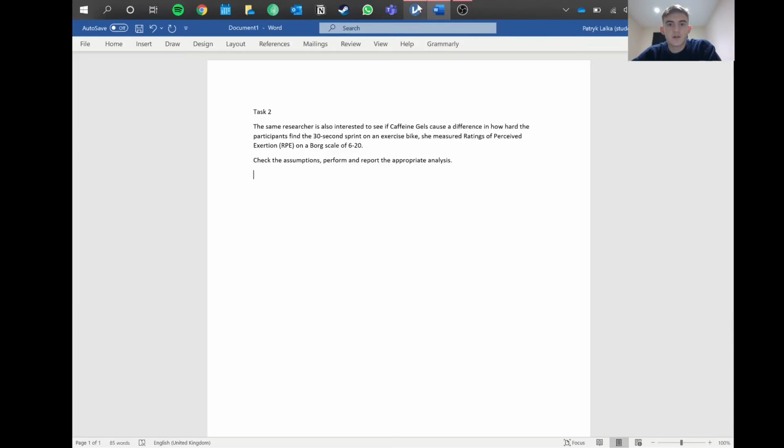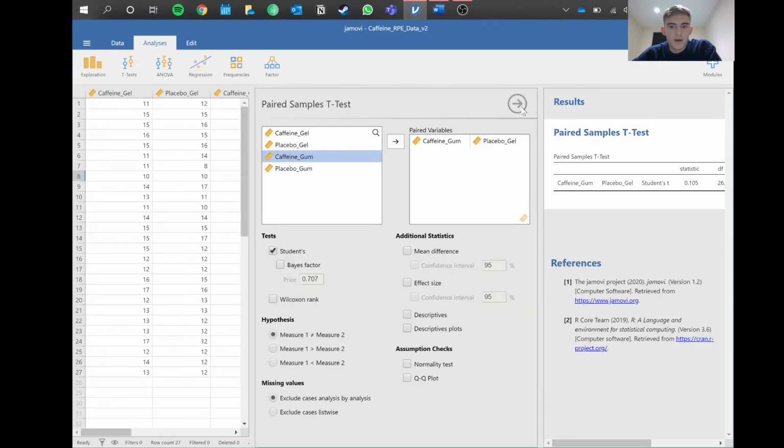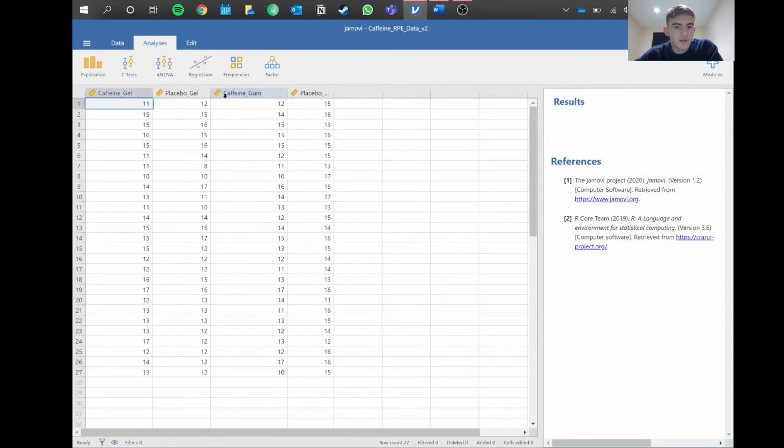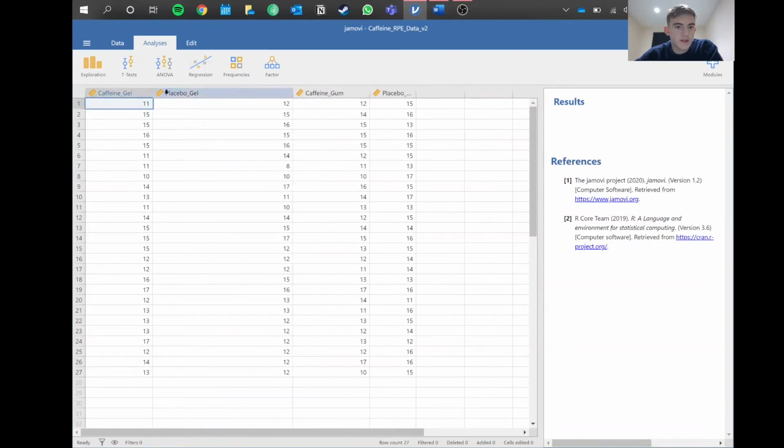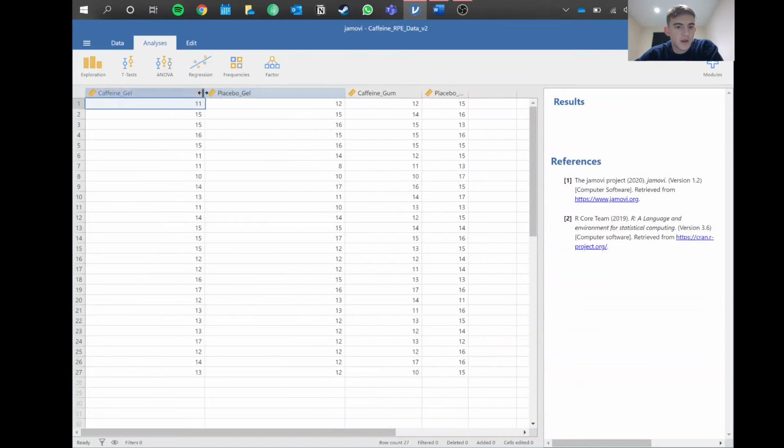So yeah, let's go into Jamovi and have a look at how we would get this data up. So here we've got, we don't need to worry, this is gum. This is a different question. So here we have the scale. We've got the caffeine gel and the placebo gel. So that's basically, they probably took this first, went on the bike, and after they took this, applied the gel and went on the bike to do the experiment again.